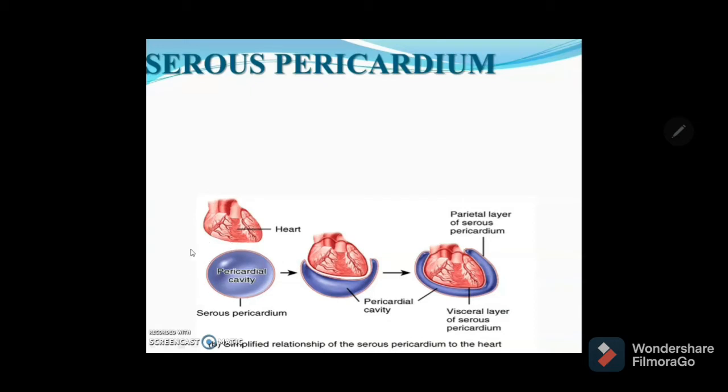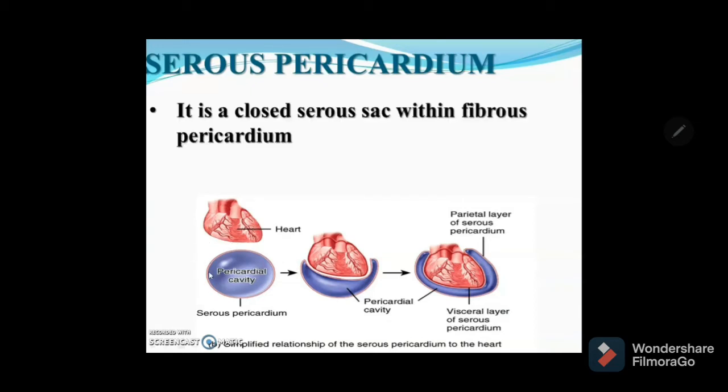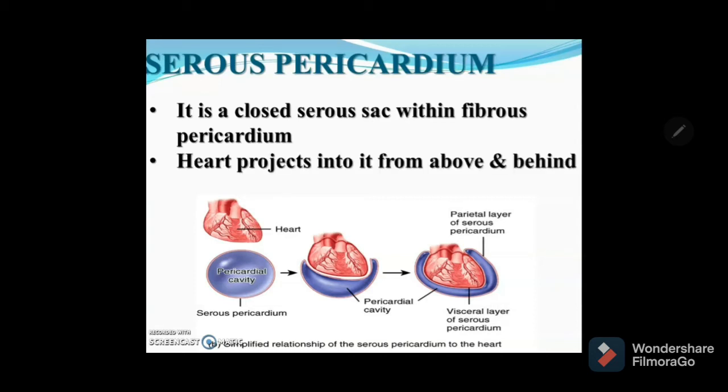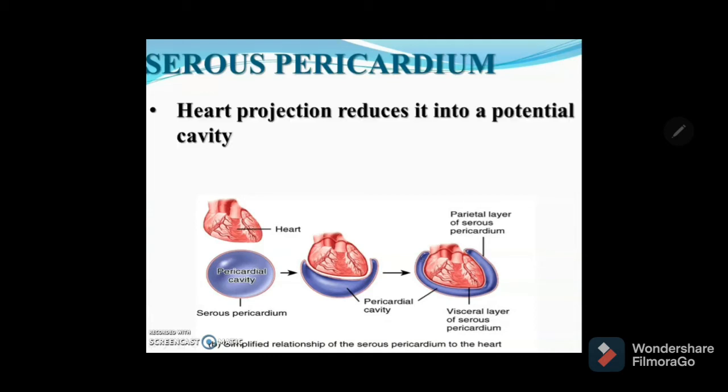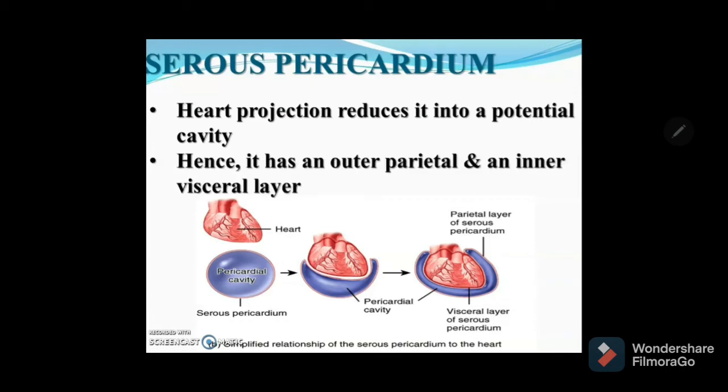Coming to the serous pericardium, you can notice here the serous pericardium is a closed sac within the fibrous pericardium, and the heart projects into it during development from above and behind, reducing it into a potential sac or cavity that we call the pericardial cavity, having two layers, the intimately attached visceral layer and the outer parietal layer, which is intimately related to the fibrous pericardium outside. So by projecting into it, the heart reduces the serous pericardium into a potential cavity, resulting in an outer parietal and an inner visceral layer.